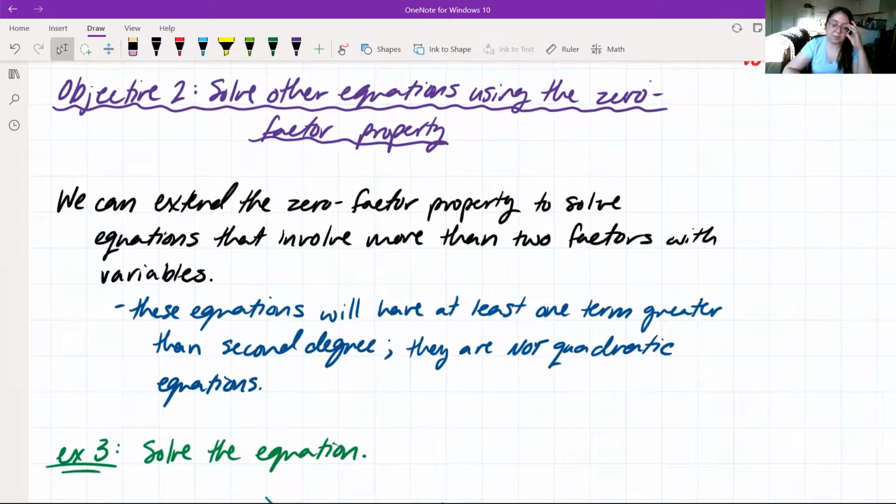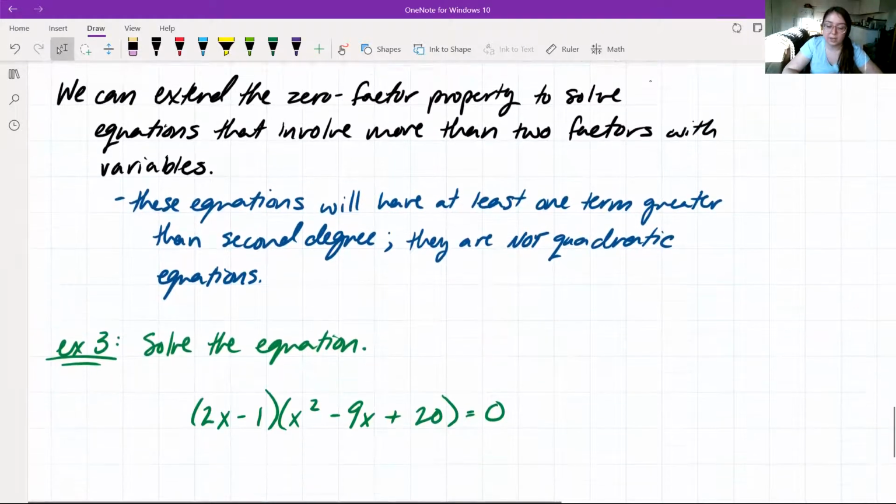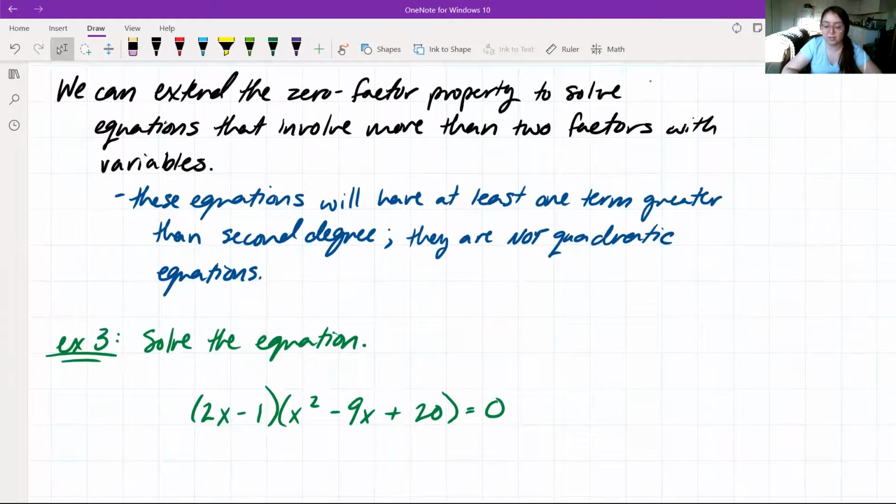Then objective 2, we want to solve other equations using the zero factor property. So we can extend the zero factor property to solve equations that involve more than 2 factors of variables. These equations will have at least one term greater than second degree. They are not quadratic equations. Quadratic equations have the highest order of 2.